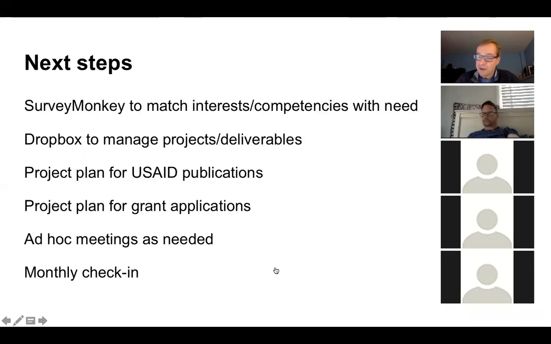So next steps, I plan to do a SurveyMonkey outlining all the opportunities here and the competencies, and have you complete that so I can see what your interests are. I have a Dropbox I'll make available to all of you with different details for all these projects. We need to develop an overall project plan. I made a first draft of one, but we need one for each specific project: the Ho Chi Minh publication plan, the concept paper, and the grant applications. And we can have ad hoc meetings as needed as people show interest and grow.